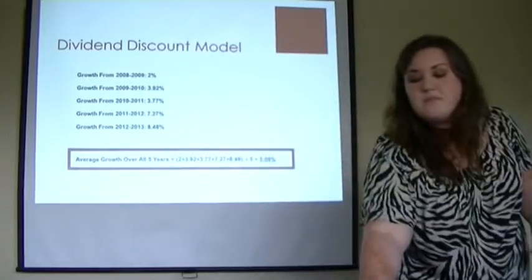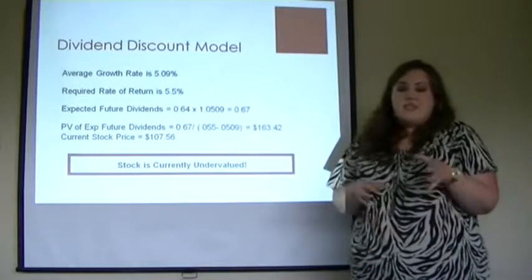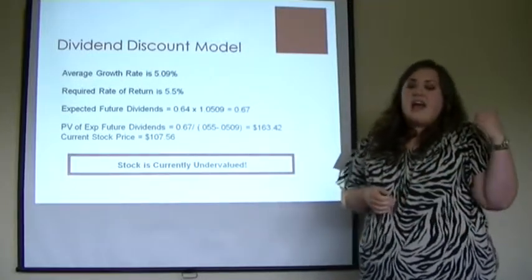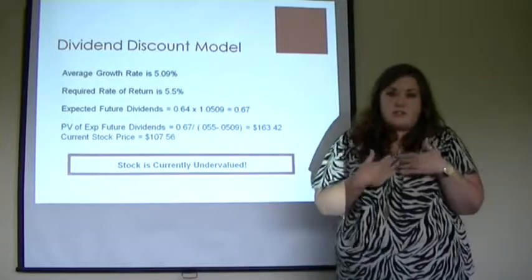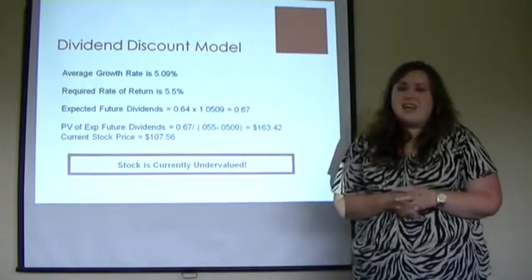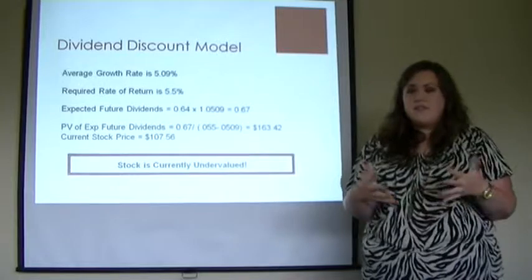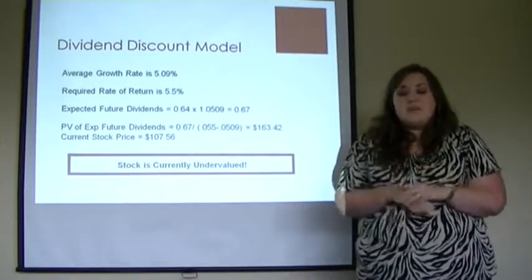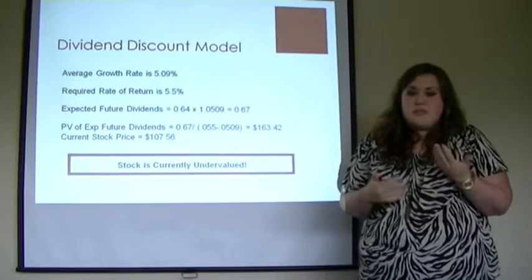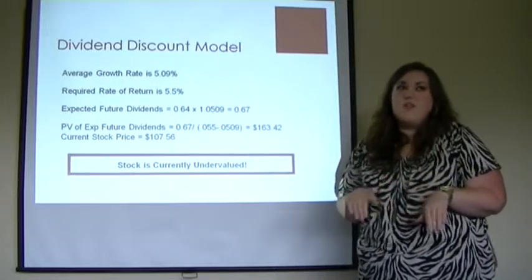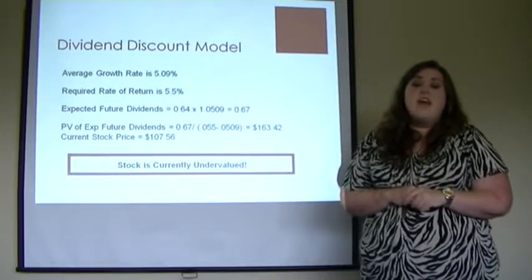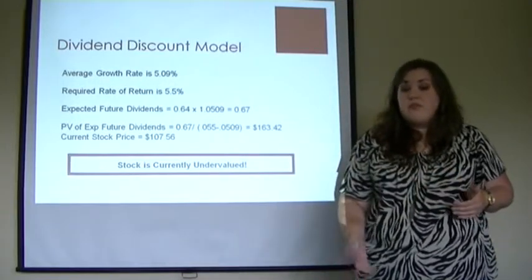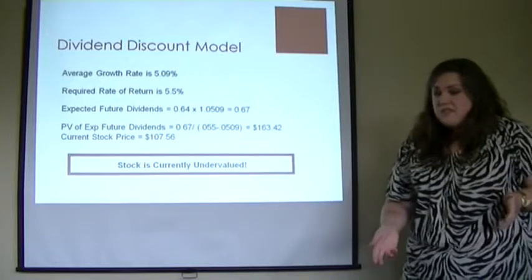So the next thing that I did was I took my average growth rate that we just calculated, and I chose a required rate of return, which is a number that I chose, not necessarily arbitrarily, but for the fun of it, I chose 5.5%. So I took my expected future dividends, which is 0.64, because that's what we're dealing with right now this year in dividends, and then I multiplied it by the average growth rate, and I ended up with 67 cents.